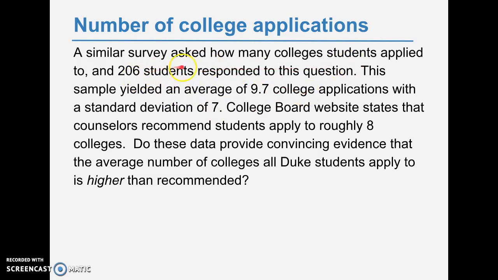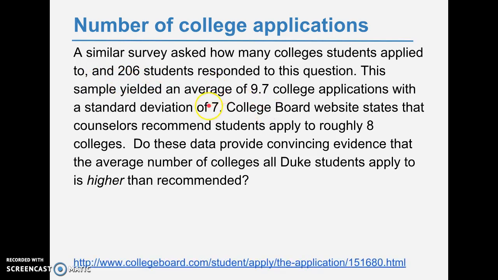But let's say that we have some college students who applied to college. They were sent a survey asking how many colleges they applied to. The sample was 206. Say the average number of colleges that students applied to was 9.7, and the standard deviation was 7, which is quite large. The College Board wants to basically encourage counselors to recommend that each student apply to 8 colleges. So this might be of importance to you since many of you just applied to college.